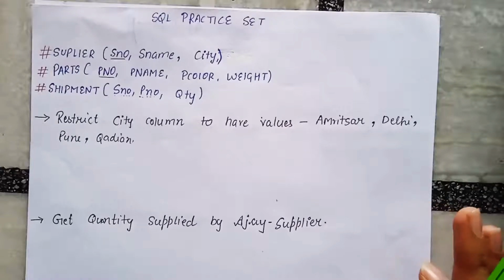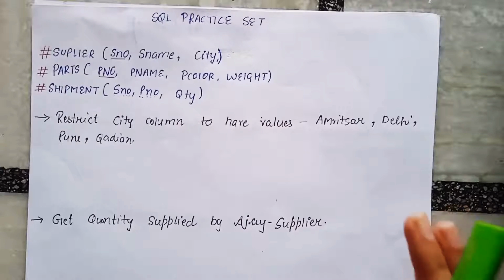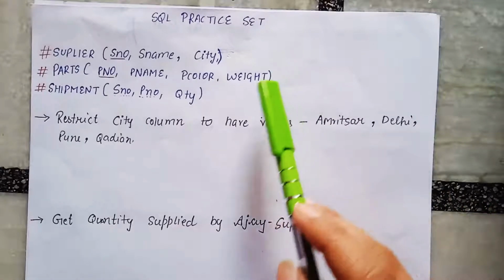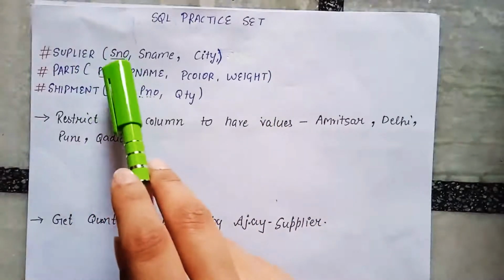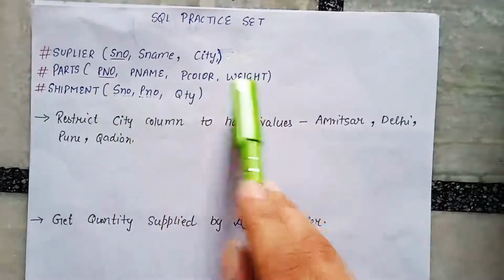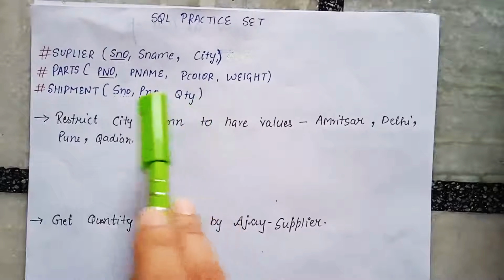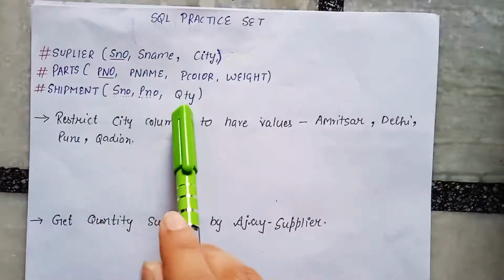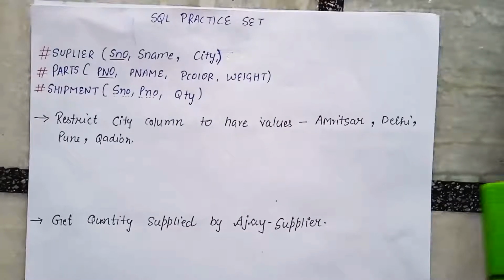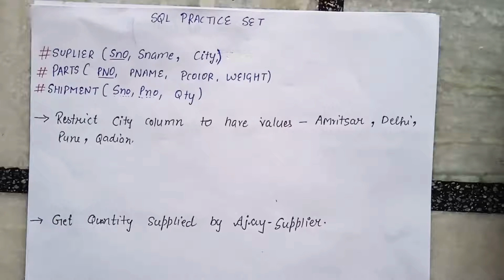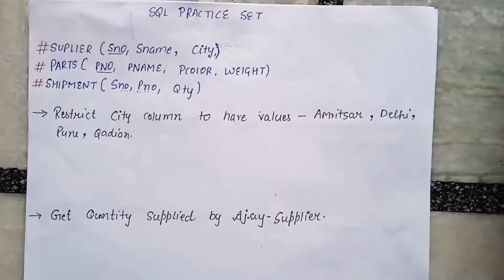So let's continue with the SQL practice set. In this video we are going to discuss various SQL queries that relate to a supplier-parts database. We have three tables here. The supplier table has supplier number, supplier name and city. The parts table has four columns. And the shipment table has S number and P number as foreign keys from these primary keys, plus a quantity, which is the quantity of parts supplied by a particular supplier. Now let's start with the queries.